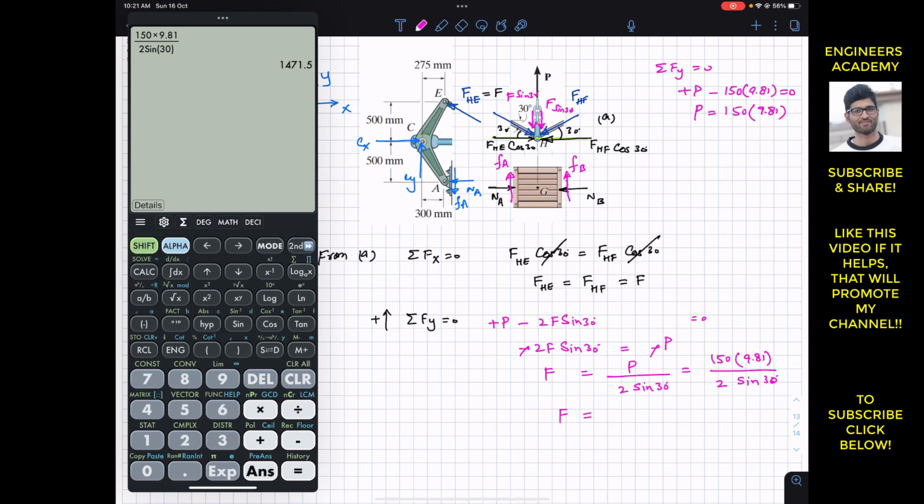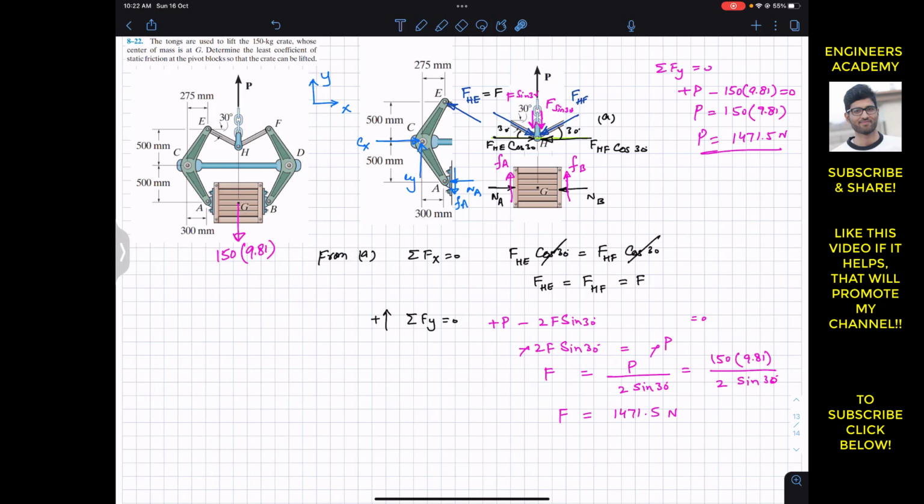So 150 multiplied by 9.81 divided by 2 sine of 30 gives us F equals 1471.5 newtons. And if I calculate the P force, which is 150 times 9.81, P is equal to 1471.5 newtons as well. Since sine of 30 is 1 divided by 2, the 1 divided by 2 will cancel out these 2. So ultimately we get F equals P, which is equal to the weight.